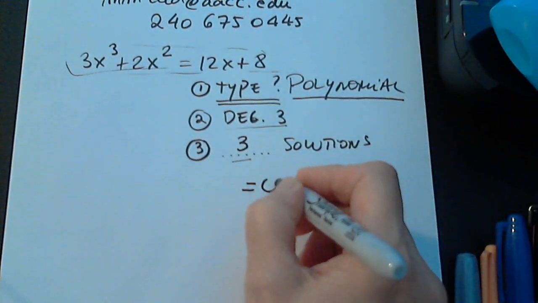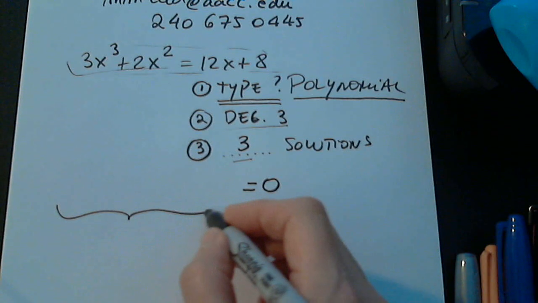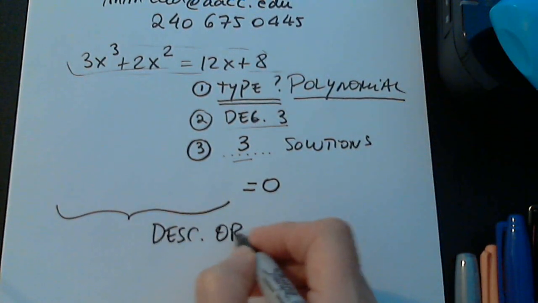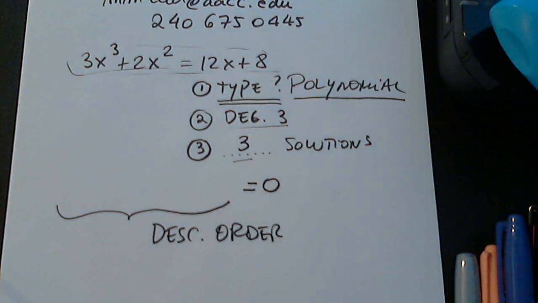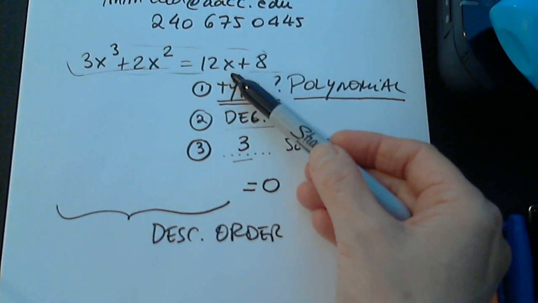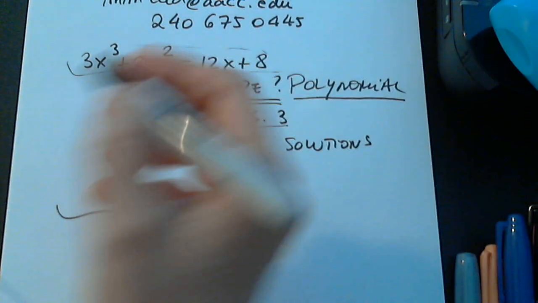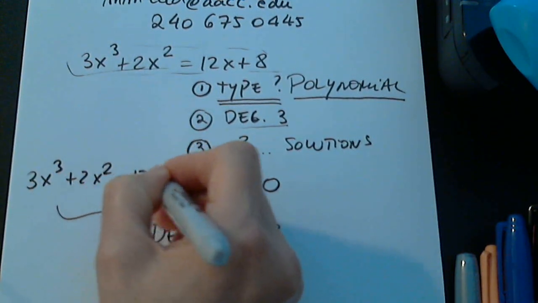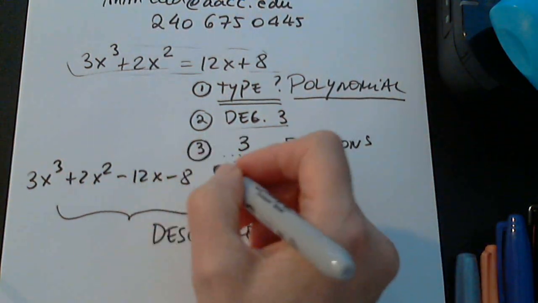Now, every time we have to solve a polynomial equation, first of all, we have to set it equal to 0, and we have to arrange all these terms in descending order. When I move a term from one side to the other, the only thing that changes is its sign, nothing else. So I will have 3x cubed plus 2x squared minus 12x and minus 8, and that equals 0.